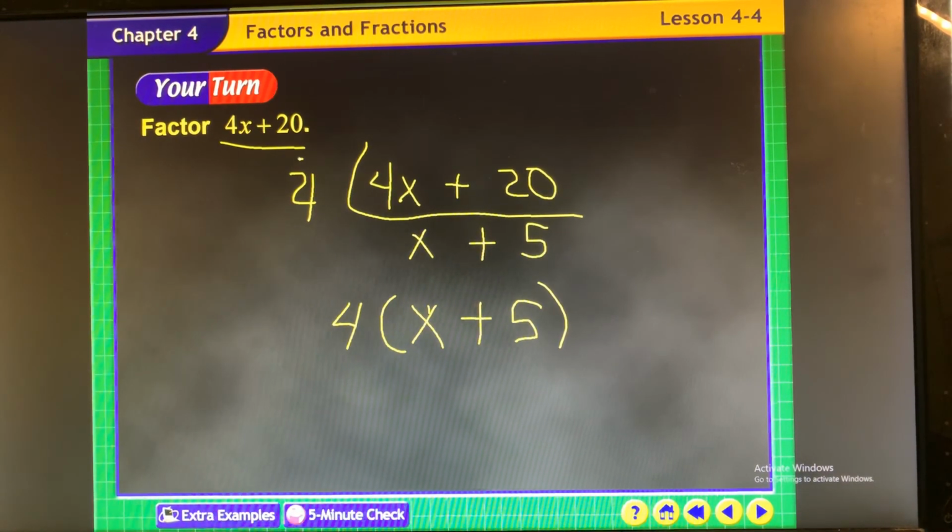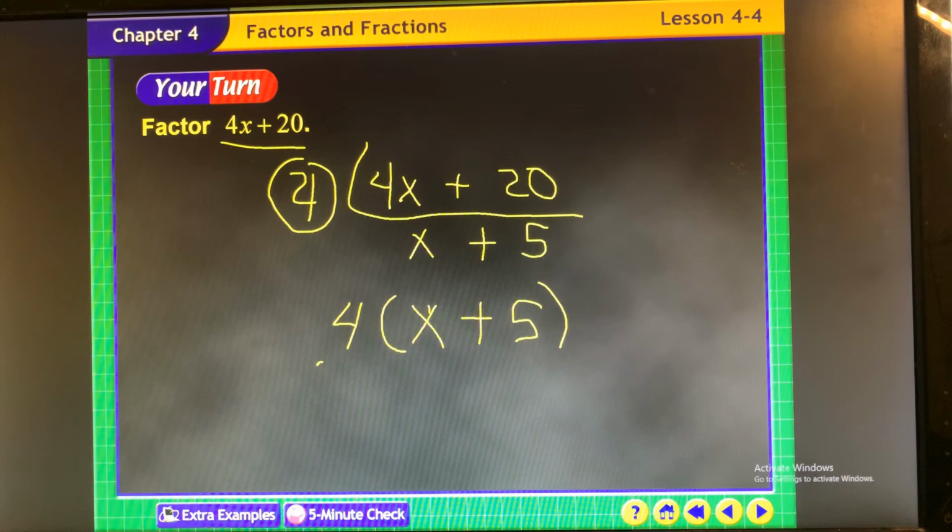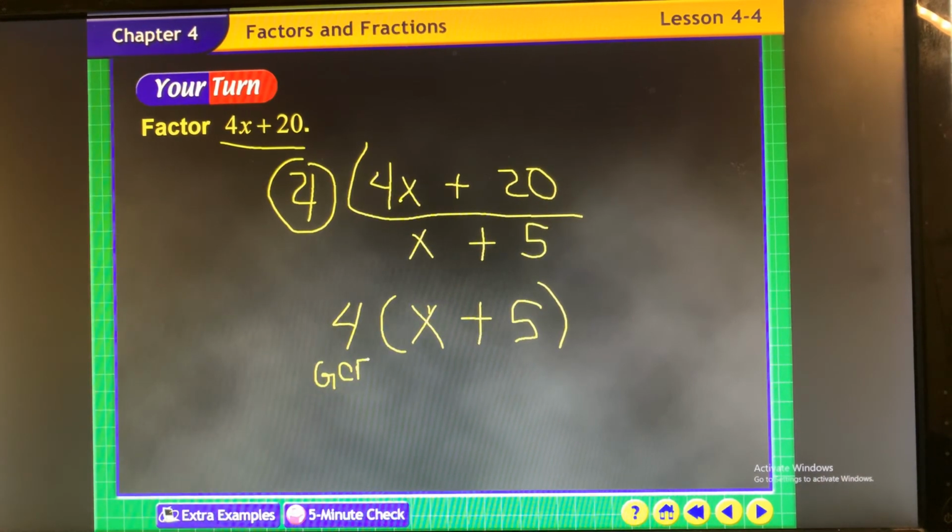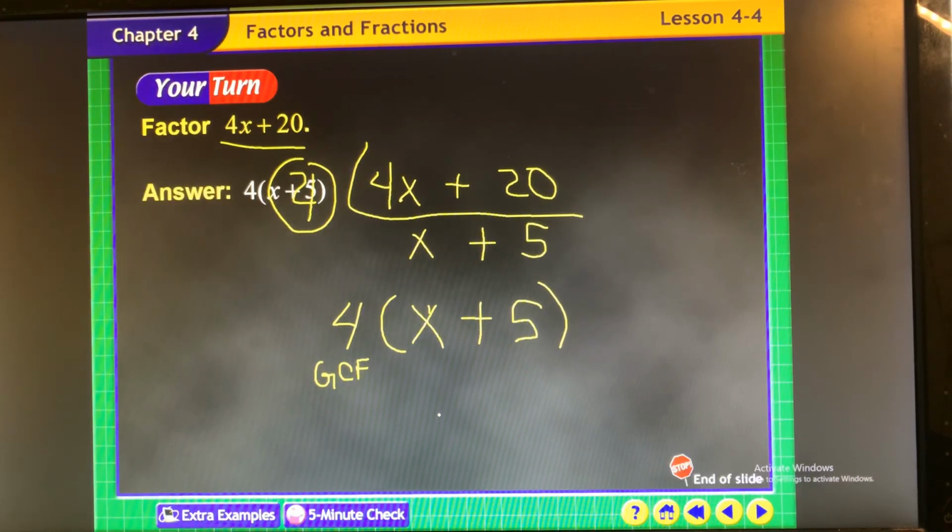So again, this on the outside is the GCF. On the inside is what you're left with when you take the GCF out of the problem.